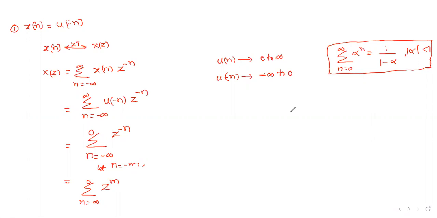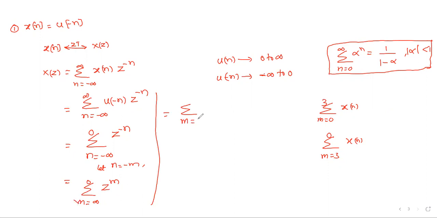Remember one thing, we are using the summation. Summation m equal to 0 to 3, summation m equal to 3 to 0, both are same. X of n is there, for example. If you consider these, both are same because you are summing the values x of 0, x of 1, x of 2, x of 3. Here x of 3, x of 2, x of 1, x of 0, both values are same. So for our understanding, I will write this as summation m equal to 0 to infinity z power m.